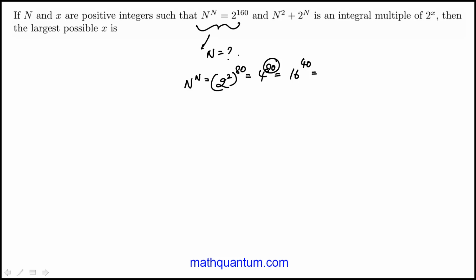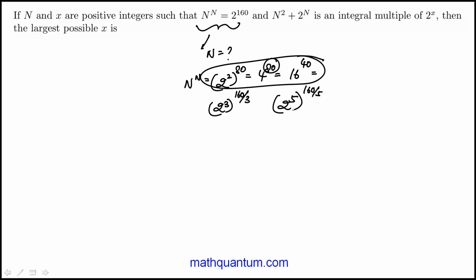So you then have to start thinking in terms of odd powers. If you do 2 cubed, and that would be 160 over 3. That doesn't work. So then you think 2 to the 5. And because it's CAT, you're not expecting it to be that easy. So here, 160 over 5. And that's when you recognize 2 to the 5 is 32. And 160 over 5 is also 32. So that means n has to be 32.